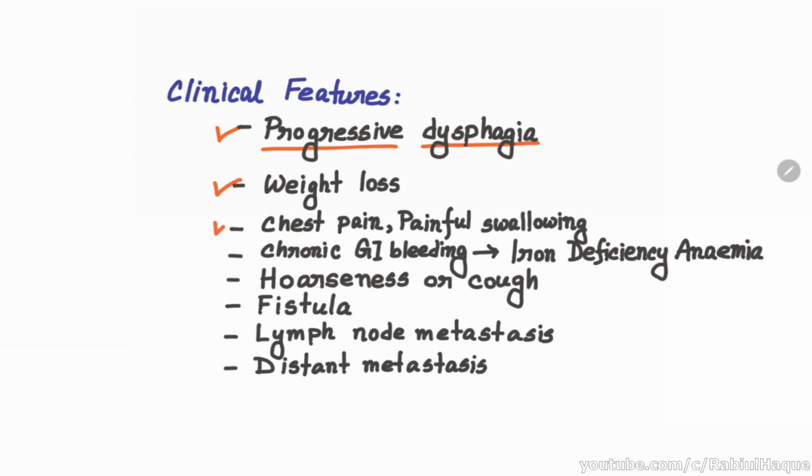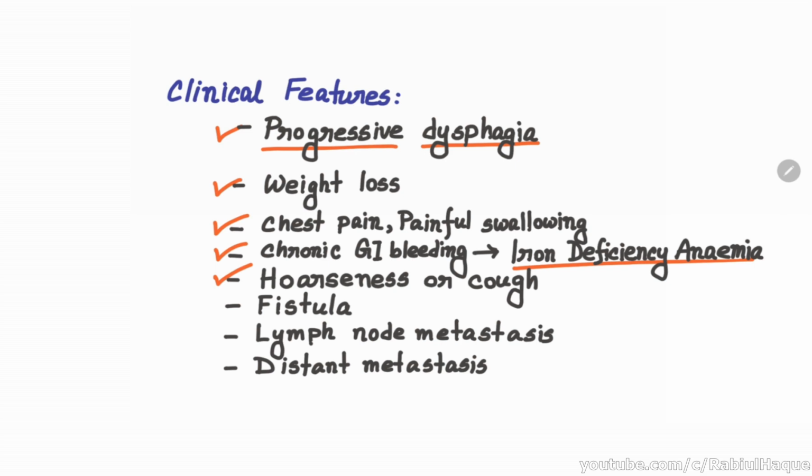Chest pain, painful swallowing, these features are also present in many cases. And always remember, there may be chronic gastrointestinal bleeding in many cases of esophageal squamous cell carcinoma, and that may result in iron deficiency anemia. Now, if the cancer had occurred in the upper part of the esophagus, it may invade into the recurrent laryngeal nerve, and that may result in hoarseness of voice and cough.